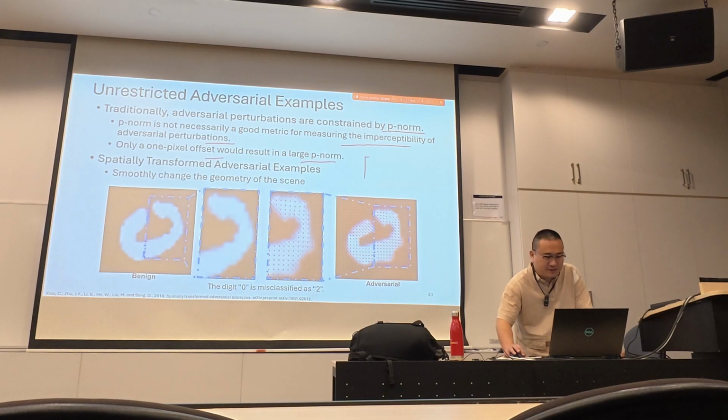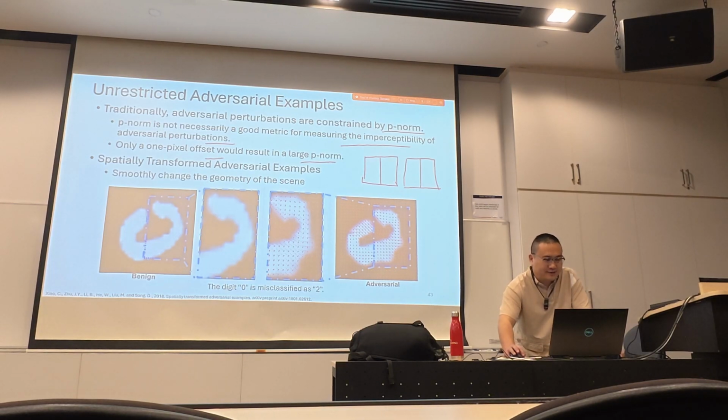Given an image, for example, with just a vertical bar in the middle, if we move the vertical bar just one pixel, for example to the right, the two images look almost the same to human eyes. But if we calculate the p-norm, you can see that it can be very large. So this means that if we only consider the p-norm to constrain the perturbations, it's not a very good metric in practice. Therefore, people invent other perturbations that are not constrained by the p-norm.